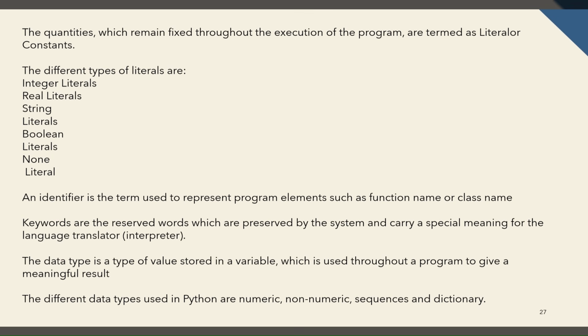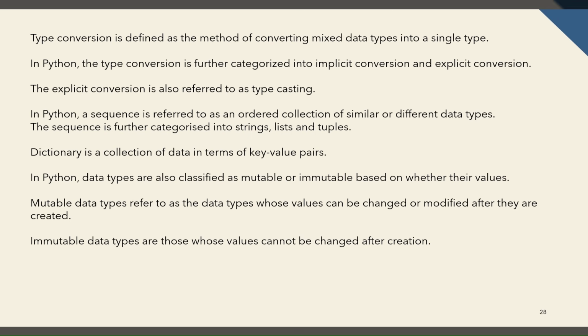And there are various literals available in Python: integer, real, string literal, boolean literals, none. These all are the literals available in Python. And identifier is used to represent the name of function or class name. And keywords are the reserved words which carry special meaning in Python. Python supports two types of data conversion: implicit and explicit type conversion. And explicit type conversion is also called typecasting.